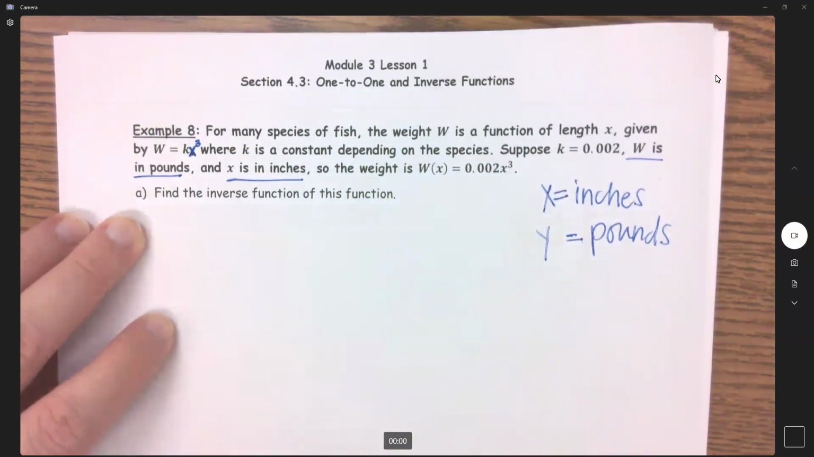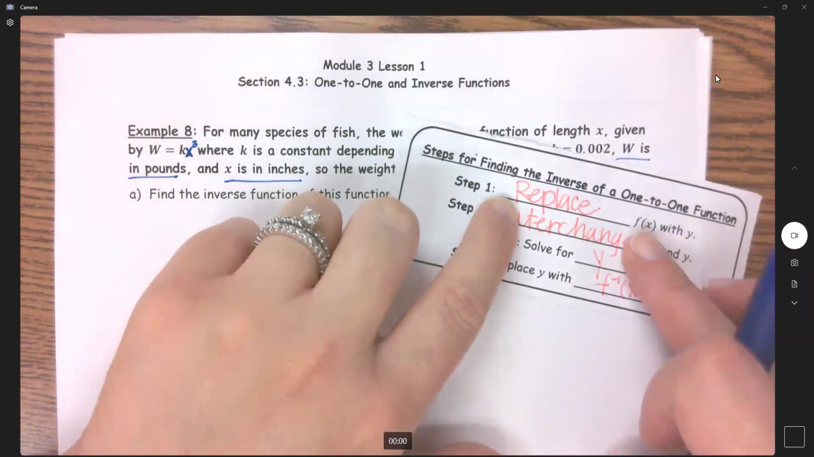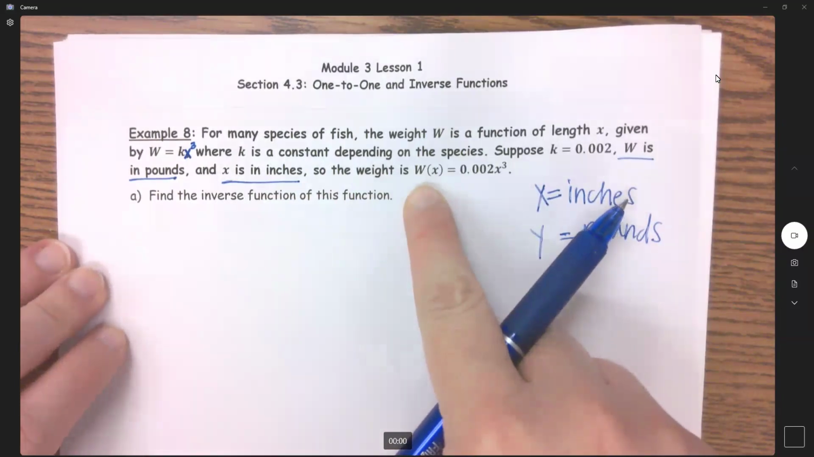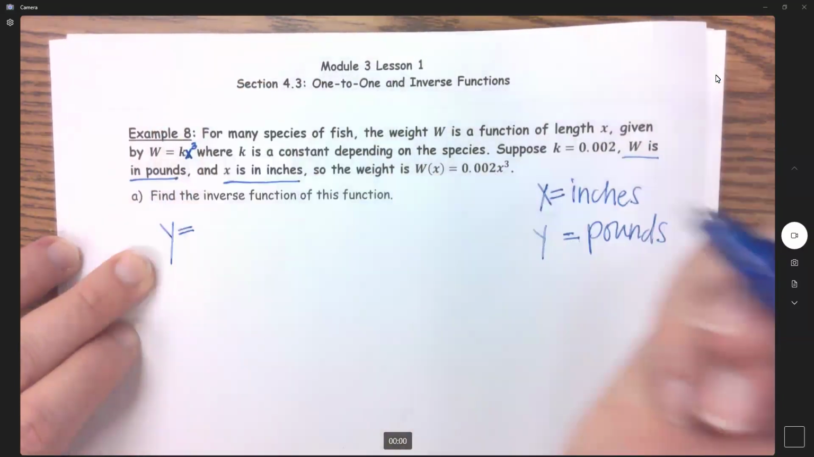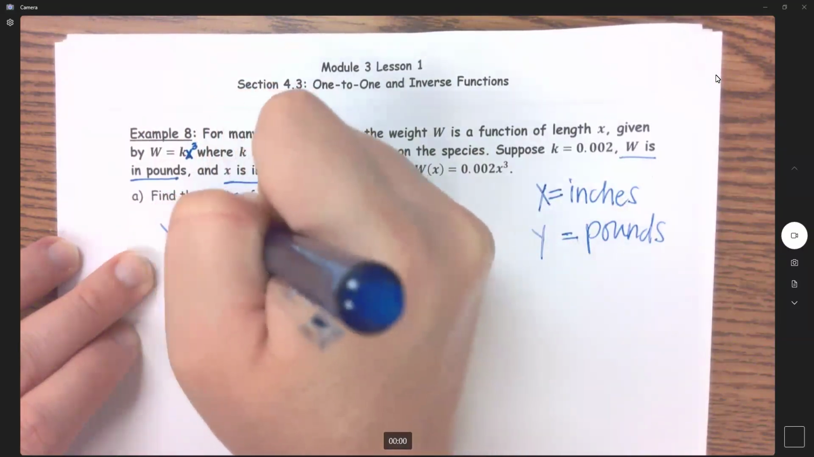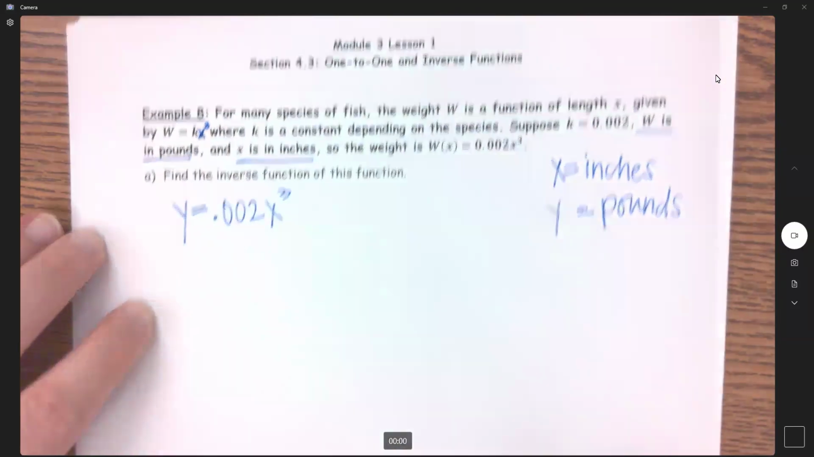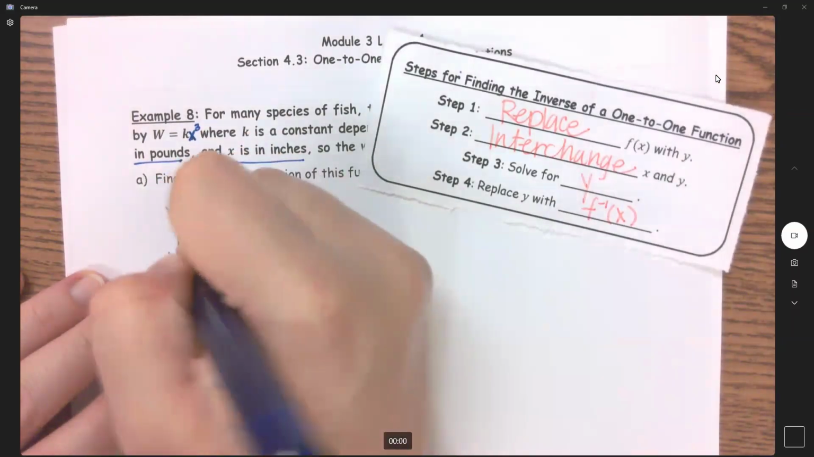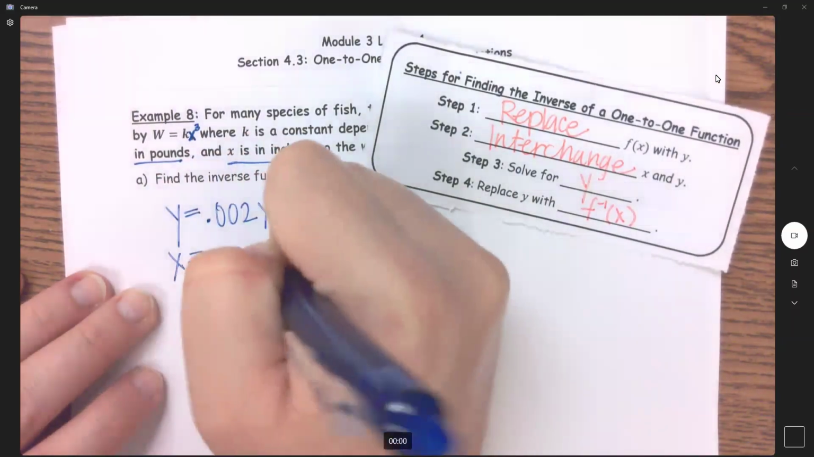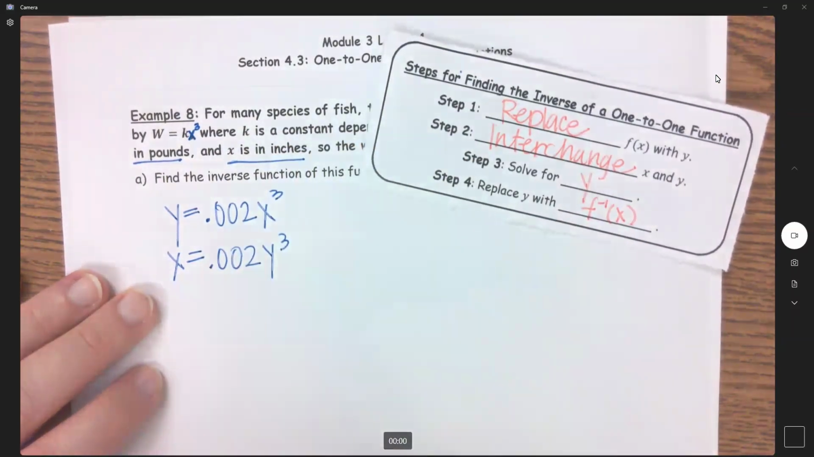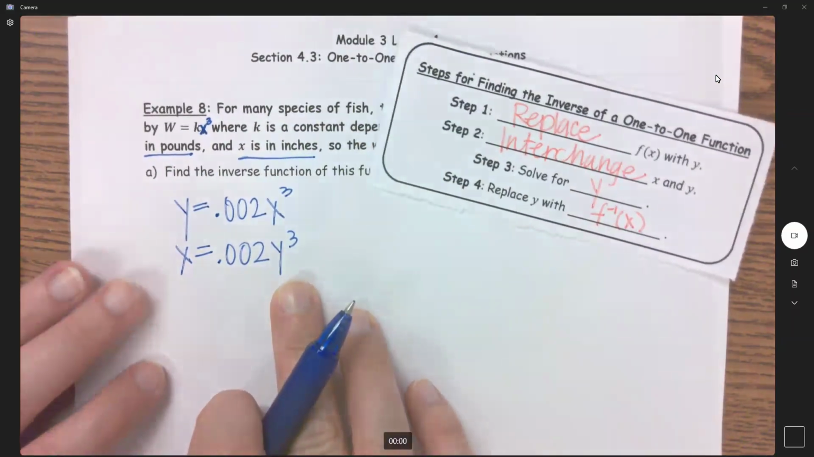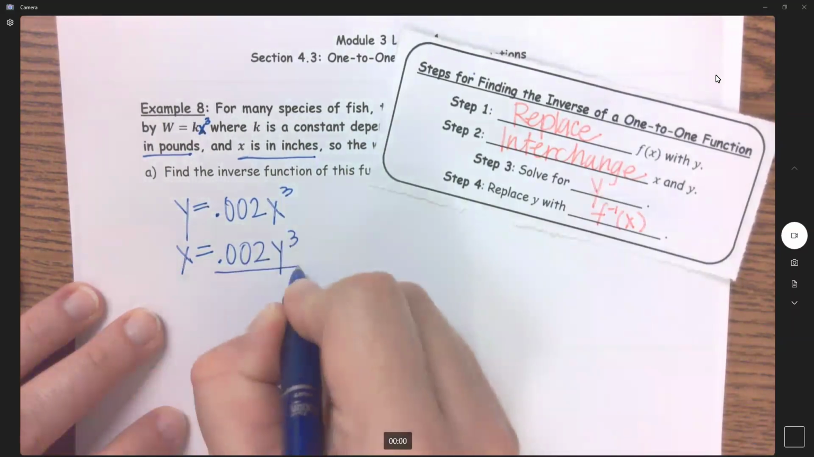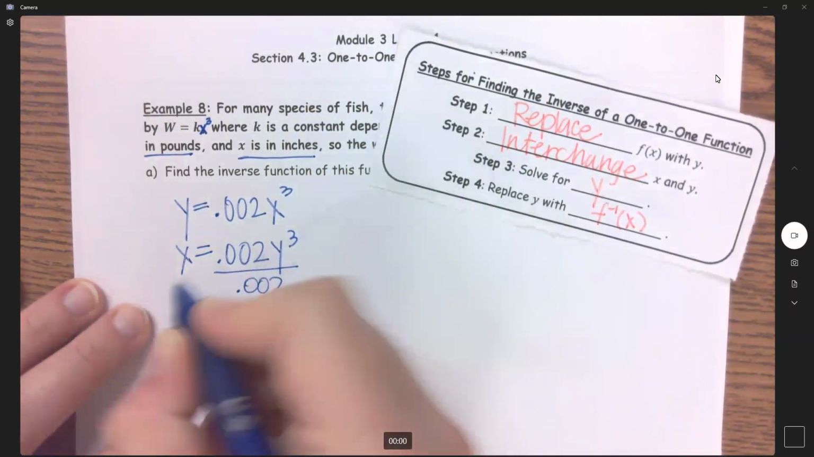First, find the inverse. Step 1 is to replace your f of x, or function notation, with y. So instead of w of x, we have y equals 0.002 x cubed. Step 2 is to interchange your x and y. So now we have x equals 0.002 y cubed, and now I need to solve this for y. Before I can do anything, I need to isolate this y cubed portion, so I'm going to divide by 0.002.